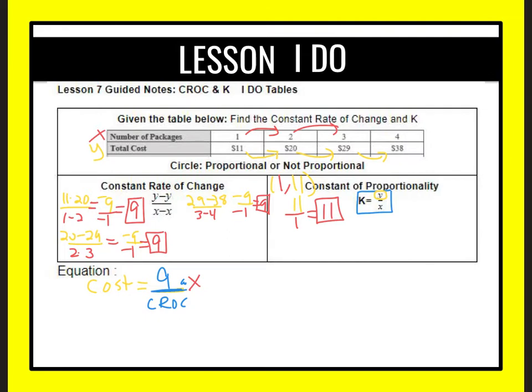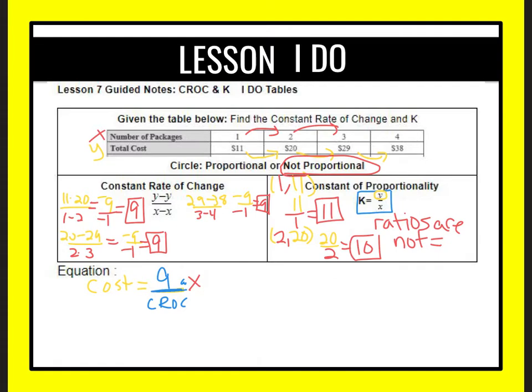Now I'm going to do the same thing for the next ordered pair. The next ordered pair is 2 packages costing $20. So I'm going to take 20 and divide it by 2. And when I do that, I get 10. Well, already, I'm not even going to continue. This tells me that my ratios are not equal. So therefore, I know that I'm dealing with a non-proportional situation.